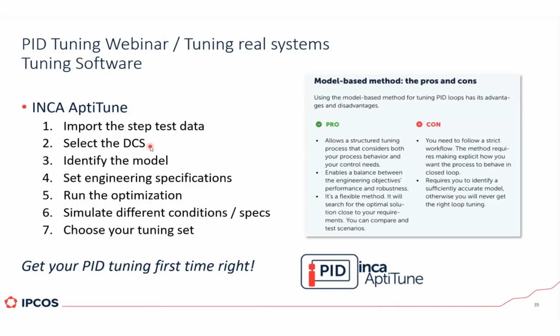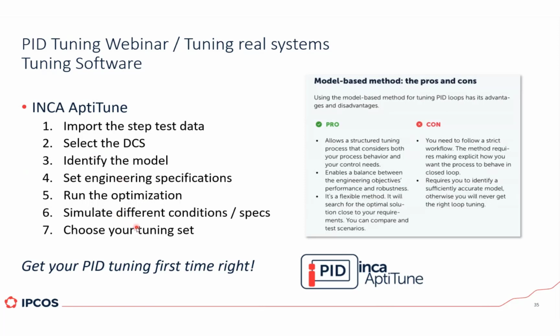We don't need to know exactly the equations or how the parameters are arranged. We can identify a very realistic model using FIR algorithm, right? And we can set the engineering specifications for each of our loops. We can set maximum PV deviation, overshoot, robustness specifications such as gain margin or dead time margin, right? And once we do that, we can just click a button and run the optimization, and we can easily find the tuning for those configurations that we are using.